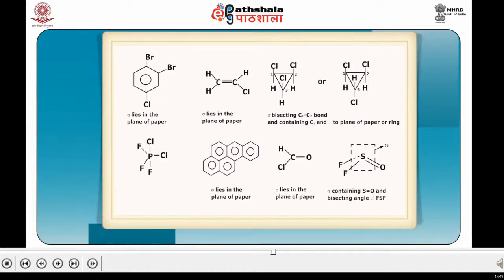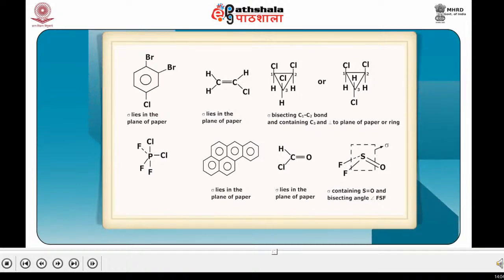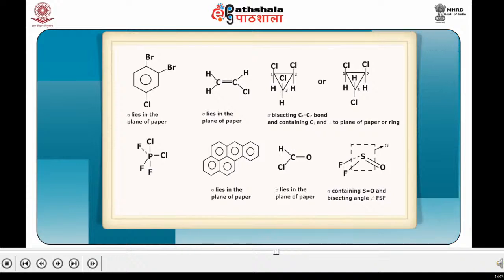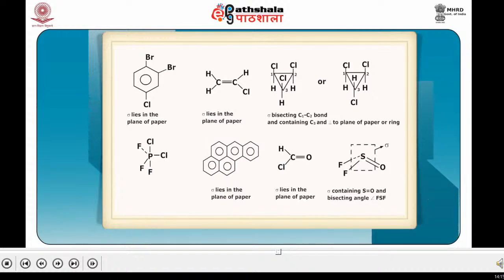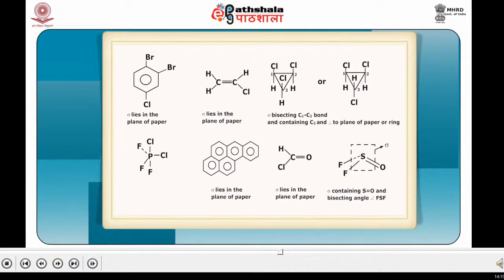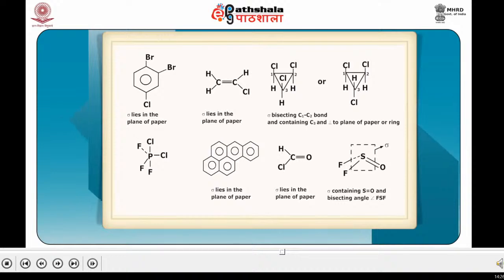So, all these molecules which have only the sigma in them belong to the Cs point group. You can make a model of all these and check that these examples do not have any other symmetry element except sigma in them. So, this is type 1 of the molecules which we have taken.